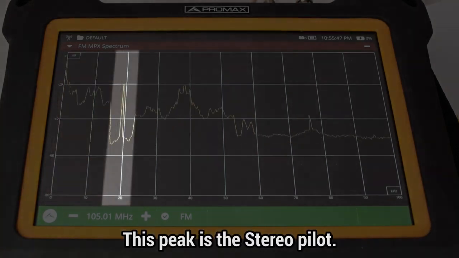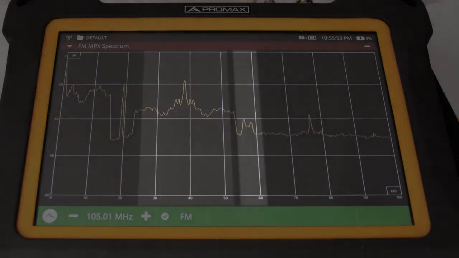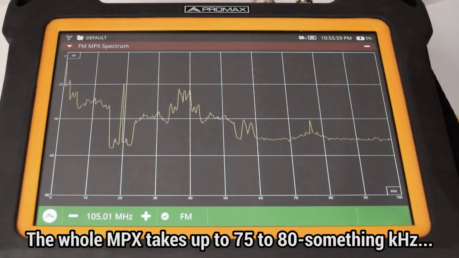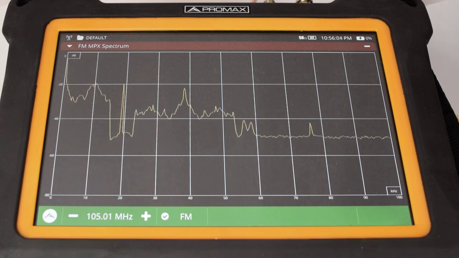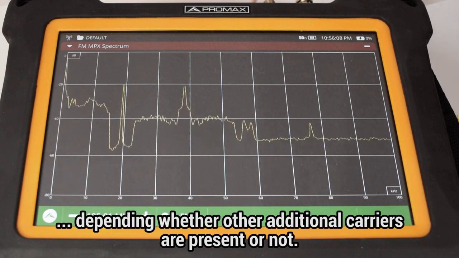The narrowband peak is the stereo pilot. After that, the left minus right subcarrier. Finally, these two peaks here together are the RDS subcarrier. The whole MPX takes up to 75 to 80 something kilohertz, depending whether other additional carriers are present or not.